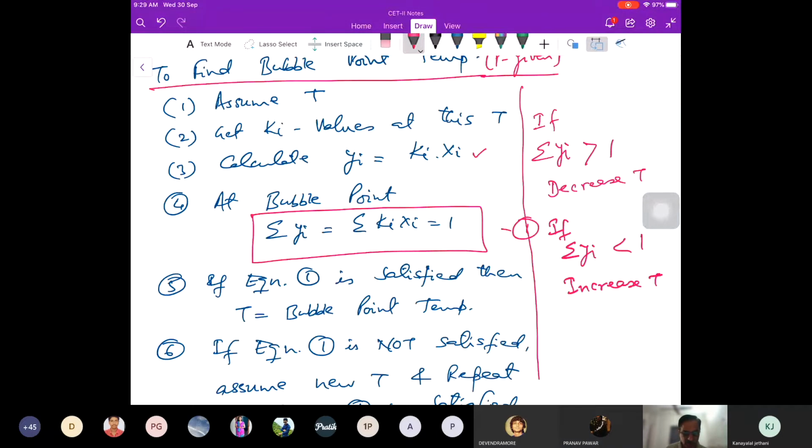So assume a certain value of temperature, find out K value, then from K value find out Yi, take summation of Yi, and if it is greater than 1, that means जो assume temperature किया था हमने वो गलत है, वो ज़्यादा लिया हमने. It is greater than the bubble point, so we have to decrease it. And if summation of Y is less than 1, then again temperature is very low, so we have to increase the temperature. अब कितना increase करना, कितना decrease करना, that is trial and error, right? So that will come from calculation experience कि कितना होता है फर्क.